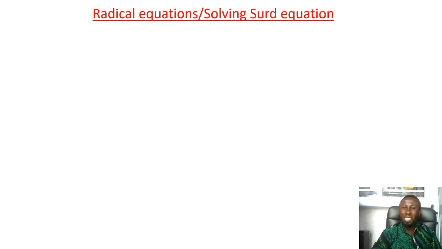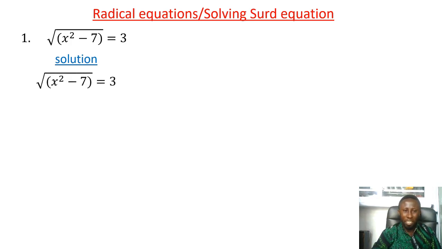So let's solve an example here. Solving said equation. Very interesting topic. This is our first example. Solution: the square root of s squared minus 7 equals 3. We said to group terms, but this one is only one term, so there's no need for us to group anything. So let's solve it straight.